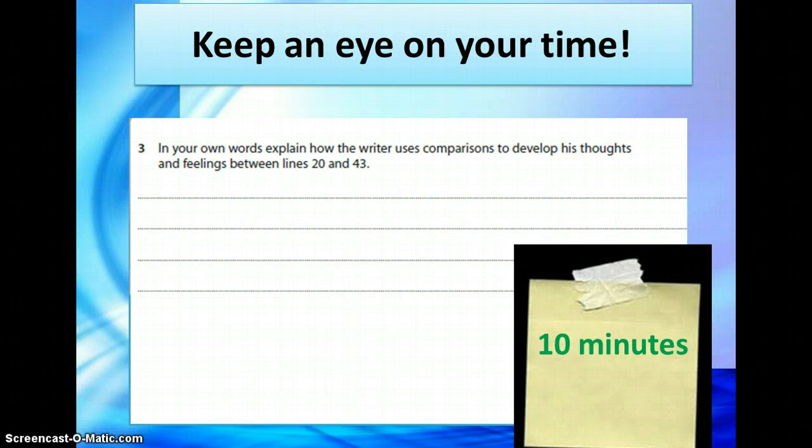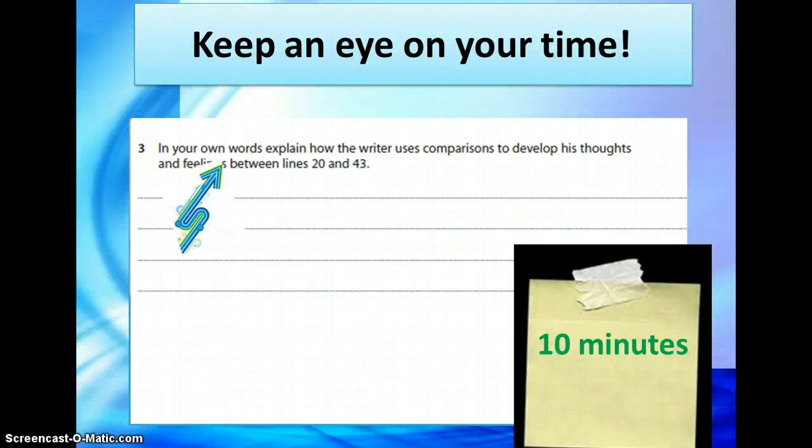The next question is going to be the whole in your own words question. Do not spend more than 10 minutes on this question, okay? You write a paragraph or so, you're looking for whatever they're asking you to. In this one, they're asking you to look at a group of lines and then explain how the writer is doing something. In your own words means exactly that. You do not quote the text. You paraphrase, you put it in your own words.